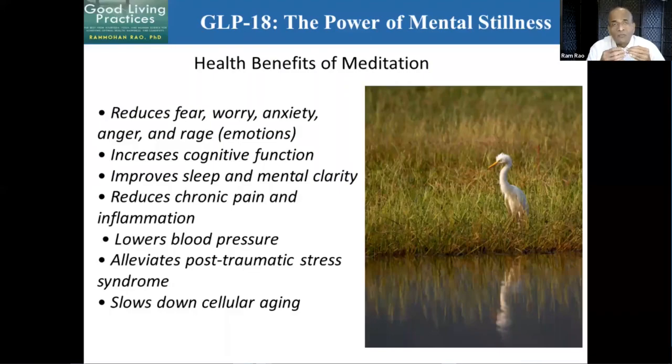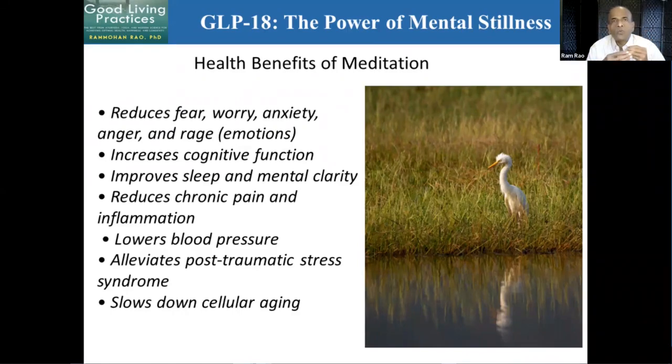People who recover from the war, people who come from the battle zones, they're all told these days, whether it is in this country or any other part of the world, to meditate so that they can overcome all the problems that are associated with the war. And at the level of all three states of individuality, mind, body, and emotions, it slows down cellular aging.